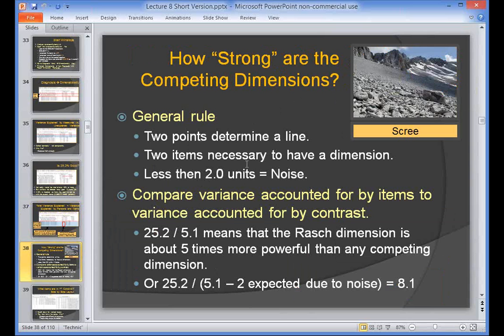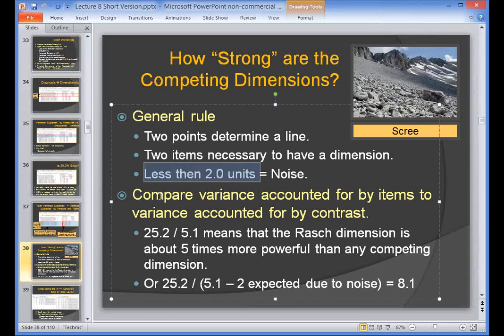And the general rule of thumb here is 2 points determine a line, so 2 items determine a dimension, and anything that is 2 eigenvalue units or less, the rule of thumb, these are essentially noise. So if you look at the first contrast and you find that the first contrast is 1.9 eigenvalue units, you would pretty much be within your rights to say, okay, this is okay, I don't have to worry about this. It would probably be a good idea to scroll down the output and see what's there, but it's less than 2, so most people are going to say that's noise.